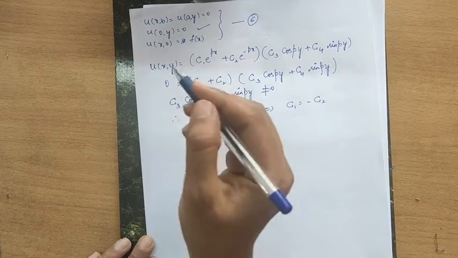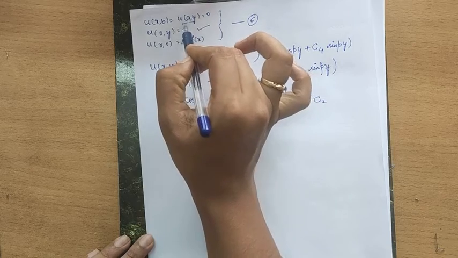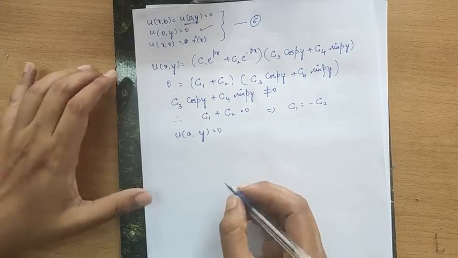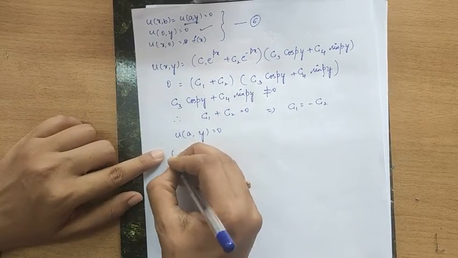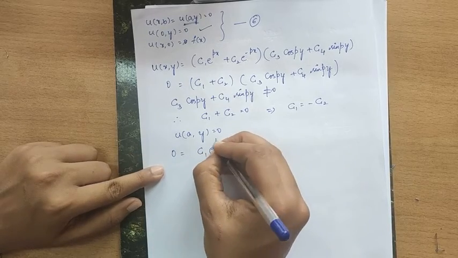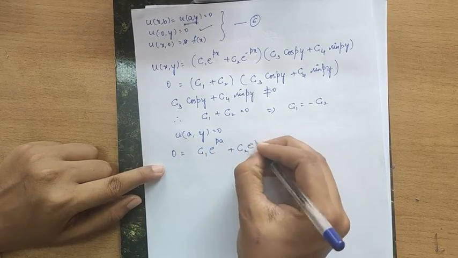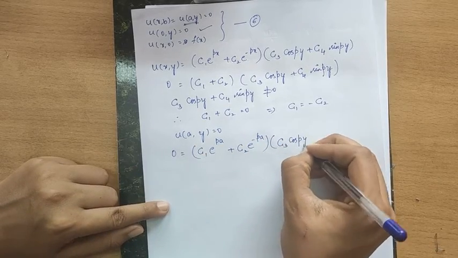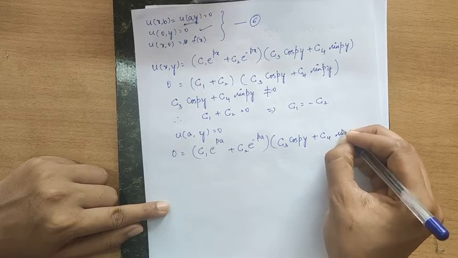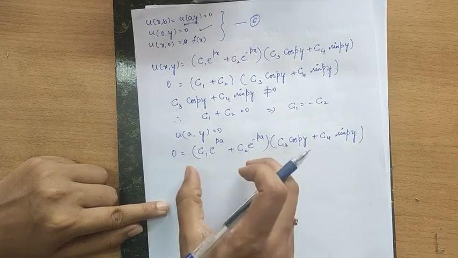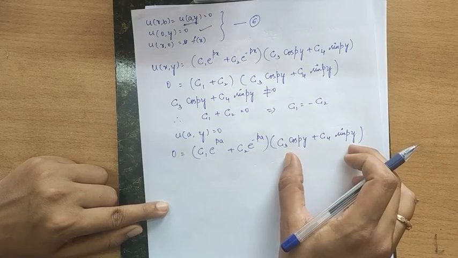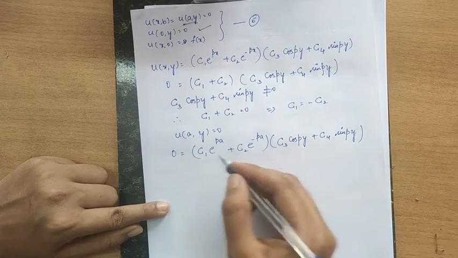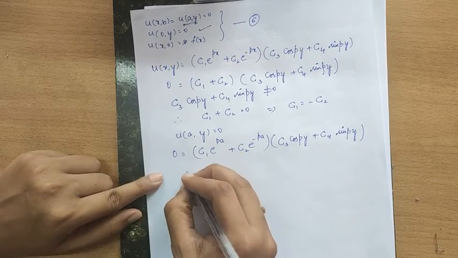Now use another boundary condition, that is where x is varying here, correct? So u of a comma y is equal to 0. That means in the place of x you have a. 0 is equal to (c1 e power pa plus c2 e power minus pa) into (c3 cos py plus c4 sin py). Here also, either this term is equal to 0 or this term should be equal to 0. This term will never be equal to 0 because we don't know the value of y.